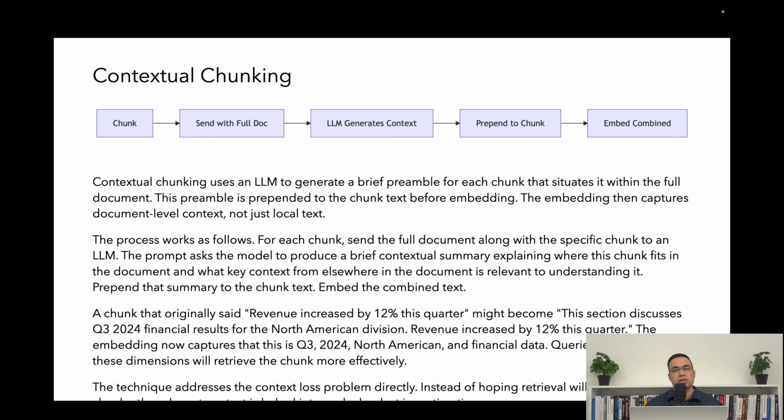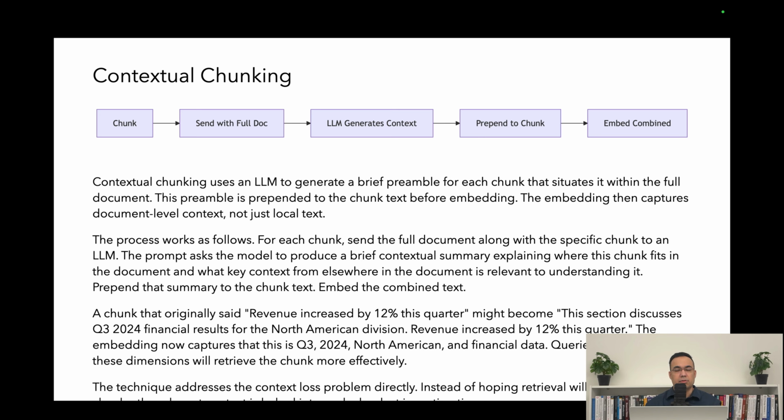The process works like this. For each chunk, we send the full document along with the specific chunk to an LLM. The prompt asks the model to produce a brief contextual summary explaining where this chunk fits in the document and what key context from elsewhere is relevant. Then we prepend that summary to the chunk text, and we embed the combined text.